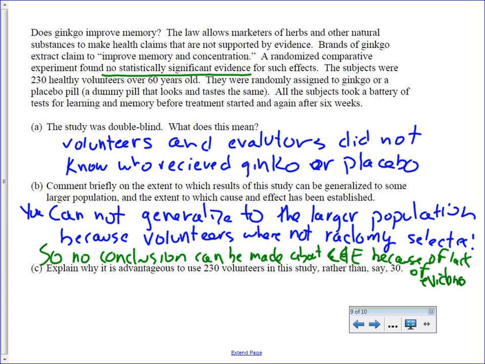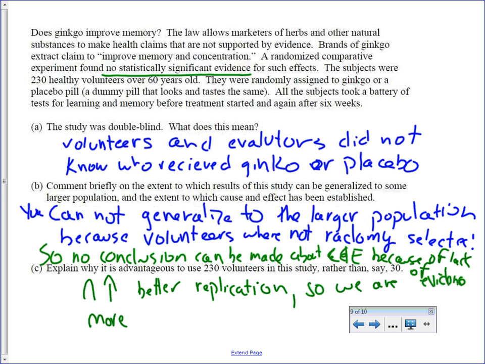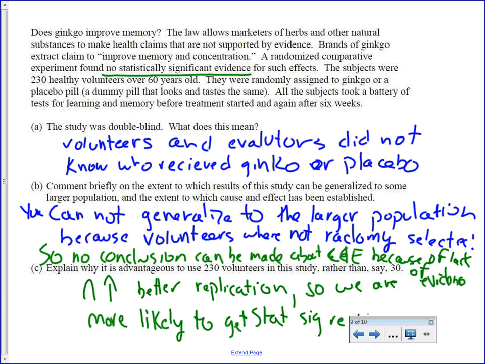Explain why it is advantageous to use 230 volunteers rather than 30. Well, as n increases, we get better replication. So we are more likely to get statistically significant results.